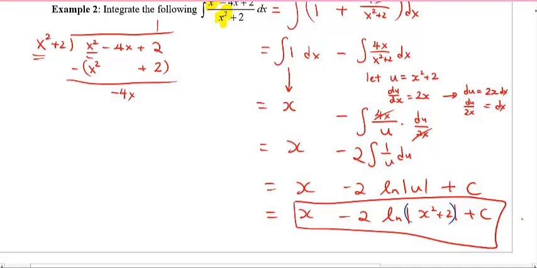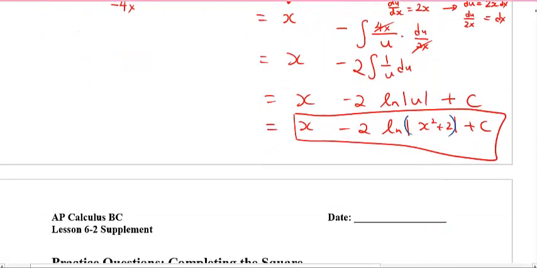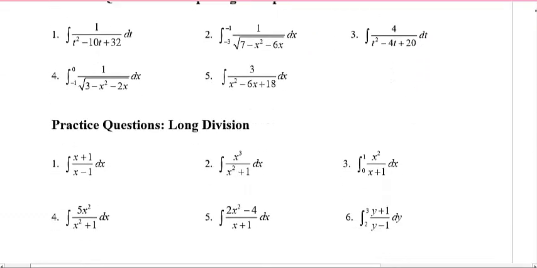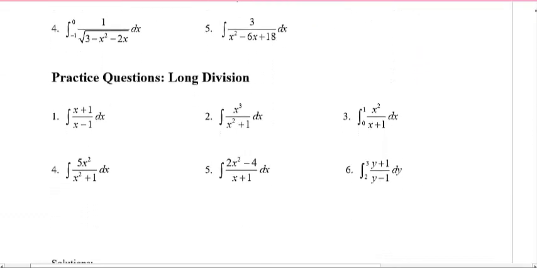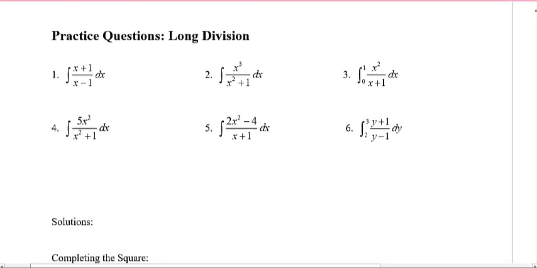Alright? You need some practice on this. And I gave you some practice. Look, right here. Do them. Please. Please. Please do them. And then look for the solutions.